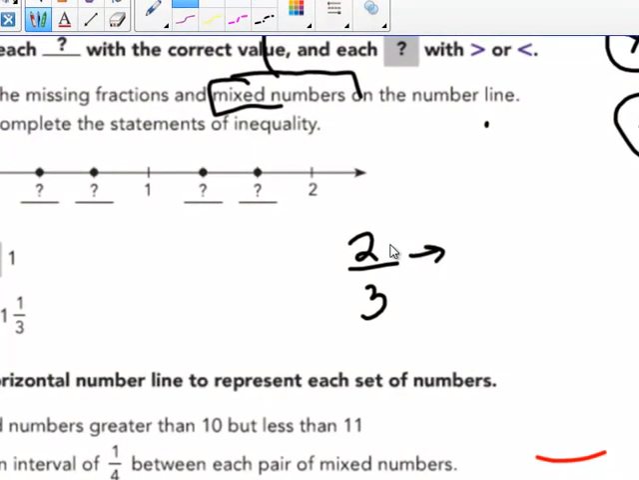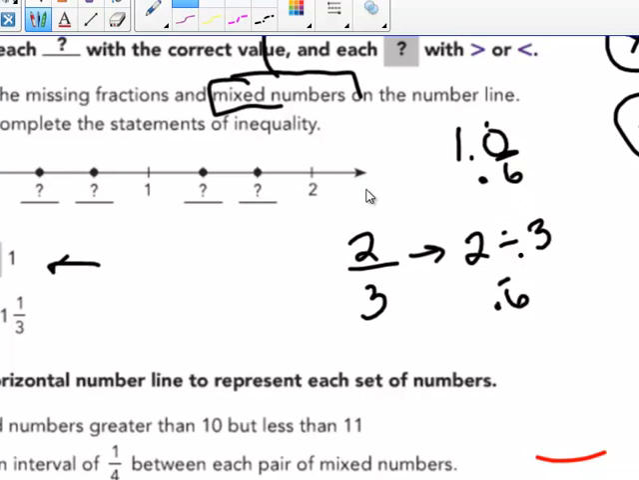Okay. Here, the way to figure this out is to just do 2 divided by 3. Okay, you do numerator divided by denominator. That gives you 0.6 repeating. Okay, so now what you're doing is you're comparing 1, and we could put 1.0, and 0.6 repeating.